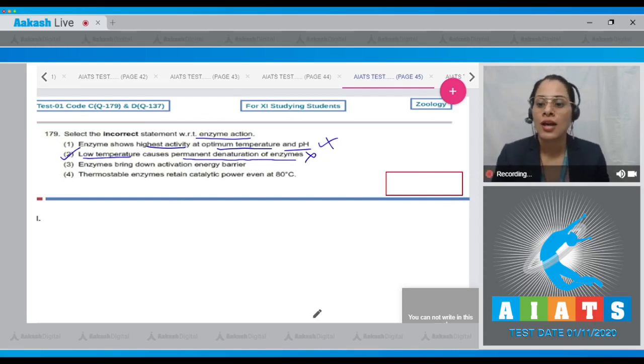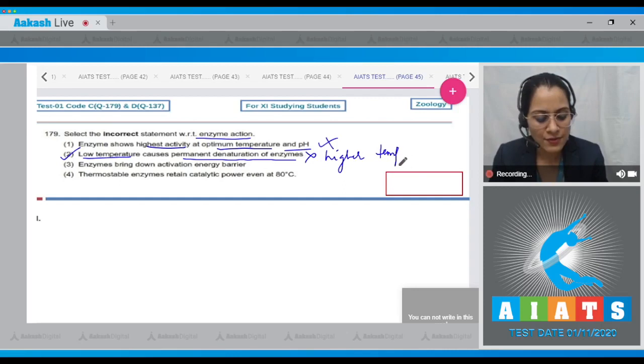to our question. Because higher temperature causes permanent denaturation of enzymes. Lower temperature preserves the enzymes in a temporarily inactive state. It doesn't denature the enzyme.